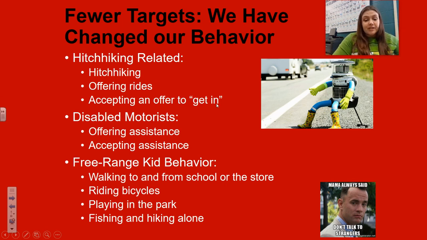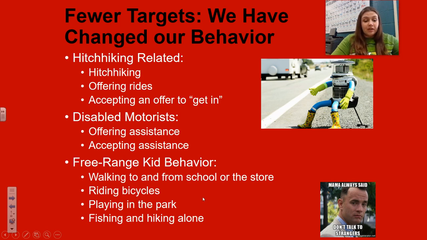Offering rides, accepting or offering to get in. Like we're not nice like that anymore. Disabled motorists, we don't pull over and help people anymore. But sadly, because people would pull over to help the person and the person you were helping was a murderer and that was their way to catch you.